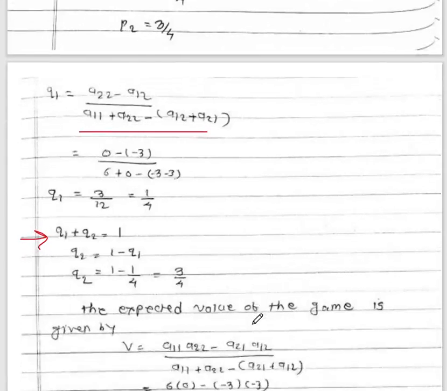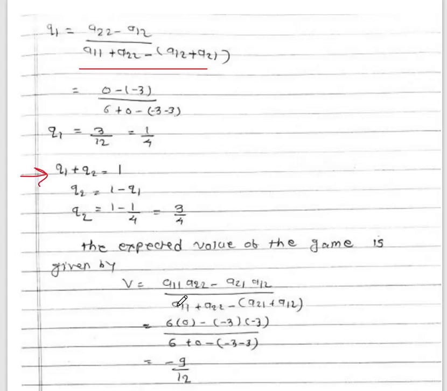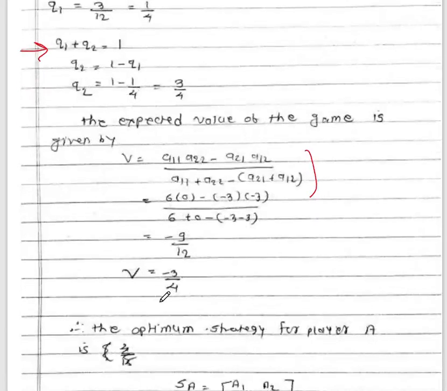Then finally, we will find out the expected value of the game, or value of the game V, which is given by this formula: A11 into A22 minus A21 into A12 divided by A11 plus A22 minus A21 plus A12. Putting these values from the given payoff matrix and calculating, you will get the value of the game V as minus 3 upon 4. So this is the value of the game.